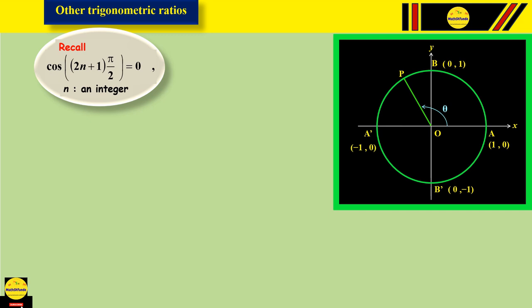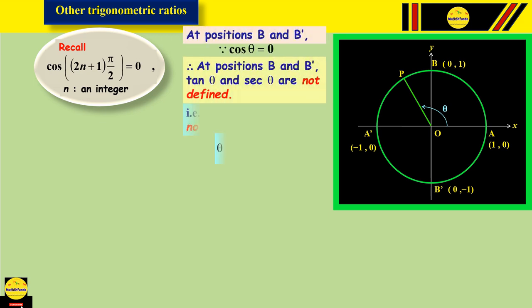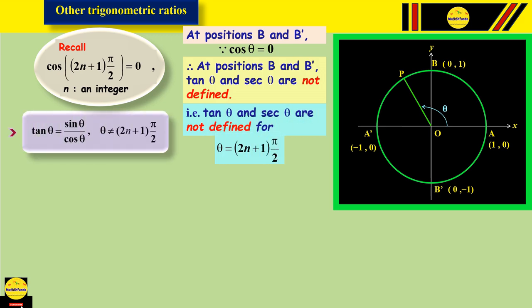Why am I saying this? Because positions b and b dash together are talking about odd multiples of pi by 2, right? Now, for such a position, tan theta cannot be written, because cos theta is becoming 0. So we will have to remove this angle. So we will now write tan theta as sine theta upon cos theta, where theta is not equal to odd multiple of pi by 2. By doing this, we have removed positions b and b dash in the definition of tan theta.